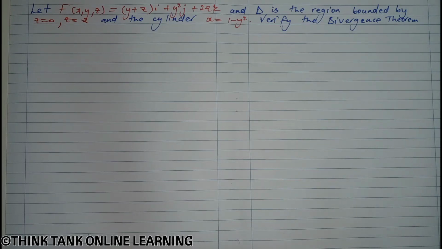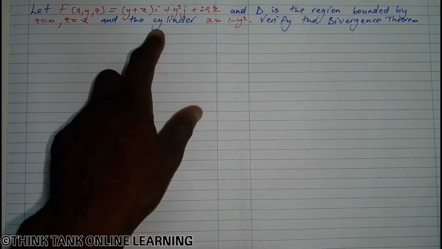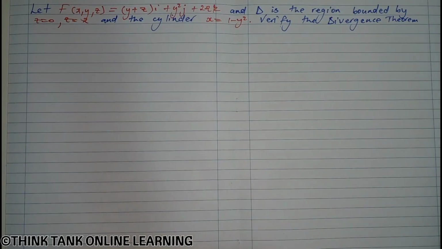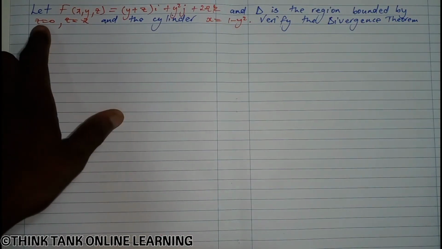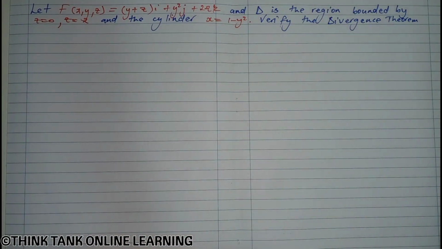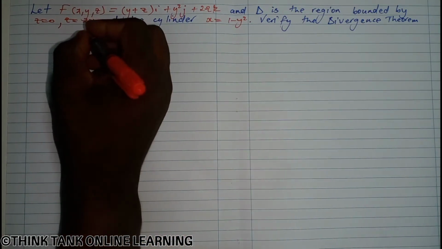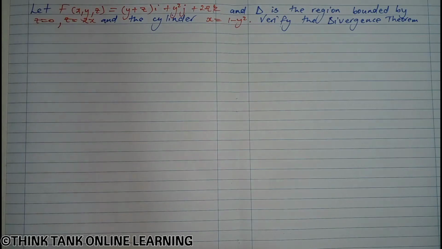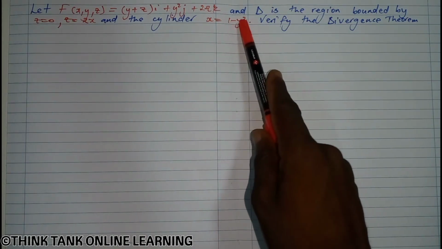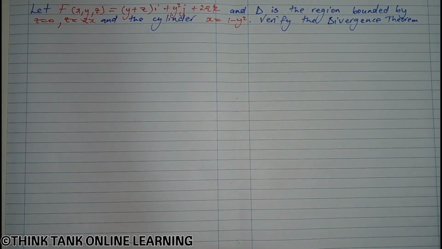On this one we are given our vector field and also our limits, and z ranges from 0 to 2x. We're given a cylinder with the equation x equals 1 minus y squared, and we need to verify the divergence theorem.